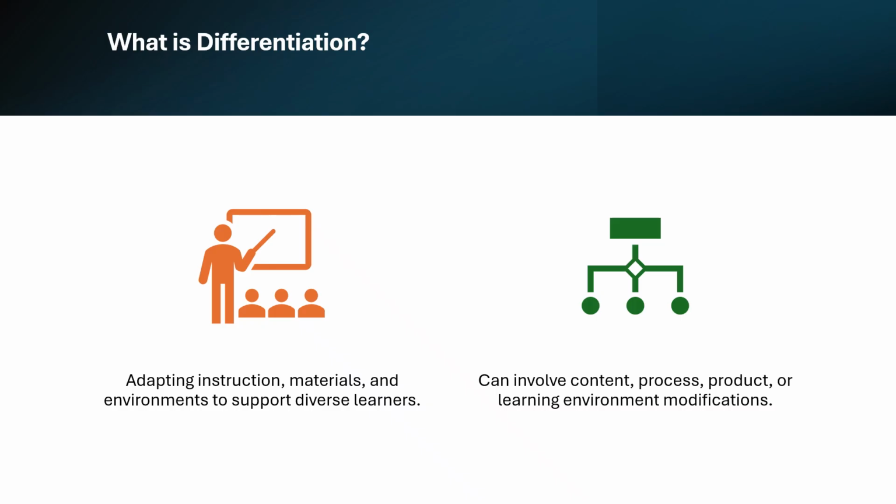Differentiation can occur in four main areas: content, process, product, and environment. Content refers to what children learn. Process refers to how they learn it. Product refers to how they demonstrate understanding, and environment refers to how the classroom supports learning.